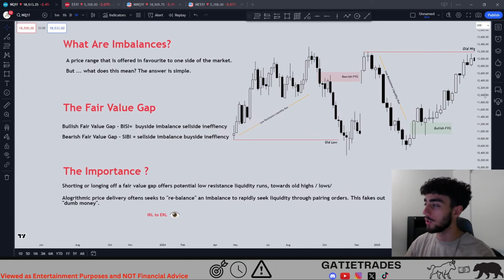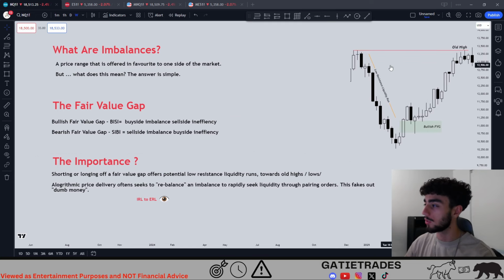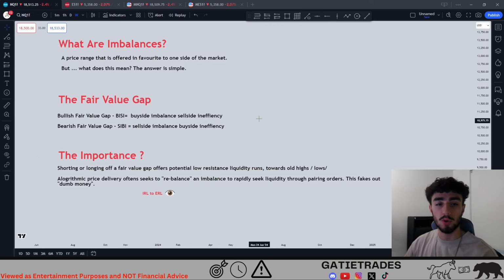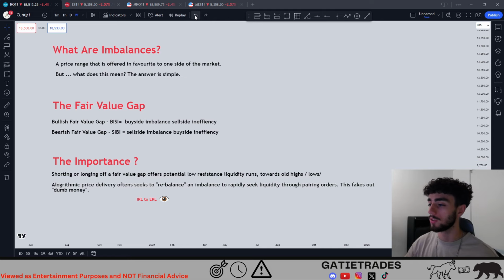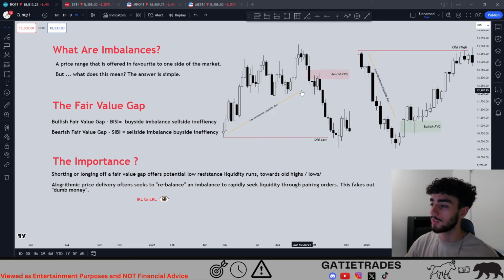So what is the importance of these fair value gaps? So I'm going to remove these two images. The importance of these two fair value gaps are shorting or longing off a fair value gap offers potential low resistance liquidity runs towards old highs or old lows. I'm actually going to put those pictures right back, and you see this low resistance liquidity run toward the old low, and this low resistance liquidity run toward the old high off of this fair value gap.